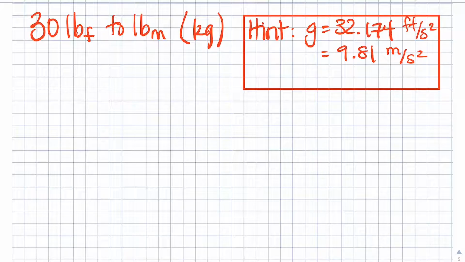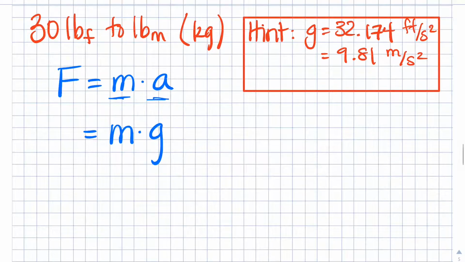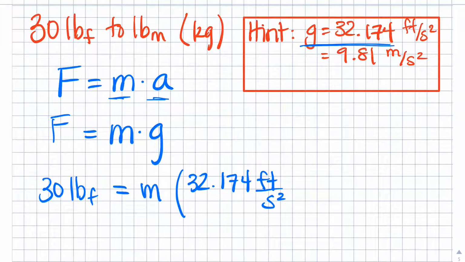Okay? So looking here, first of all, how do we relate force and mass? Well, back to the other video, it is a mass times an acceleration. In this case, it's an acceleration due to the gravity on Earth, so we can replace this with the gravitational constant. We can say, all right, 30 pounds force is equal to some amount of mass that I don't know, and I give you a hint up here, that g is equal to 32.174 feet per second squared.